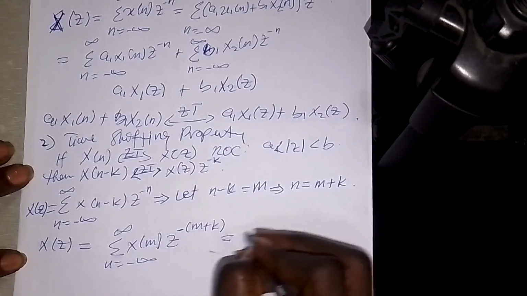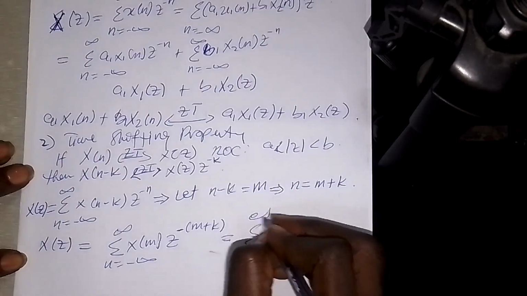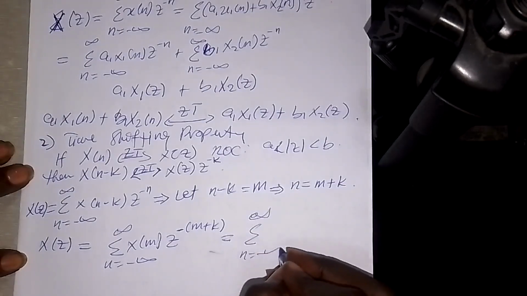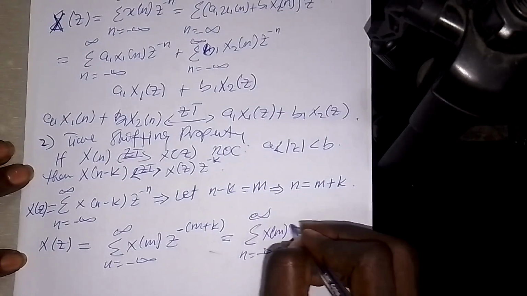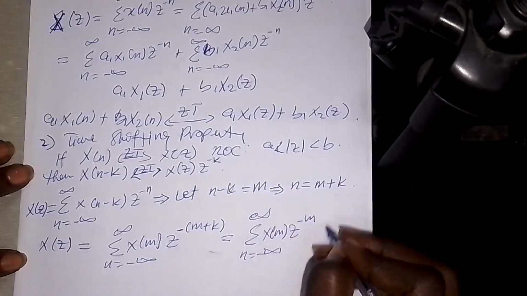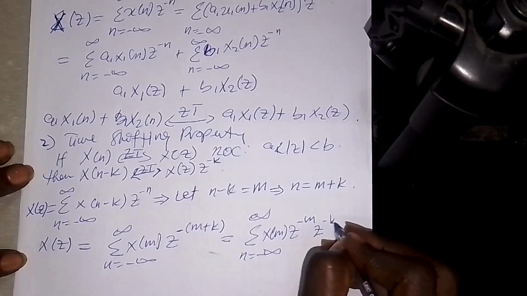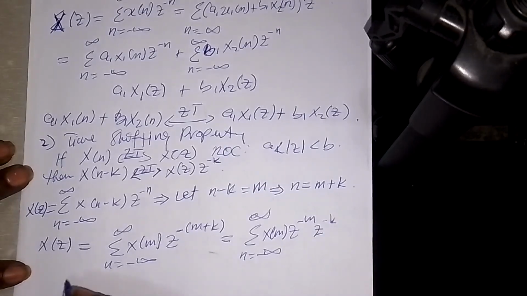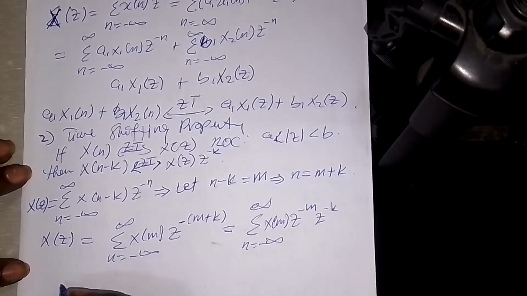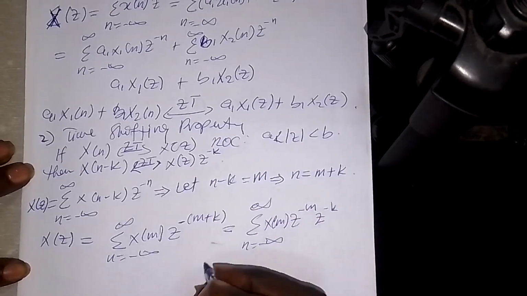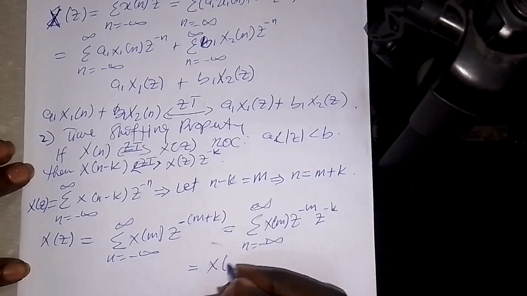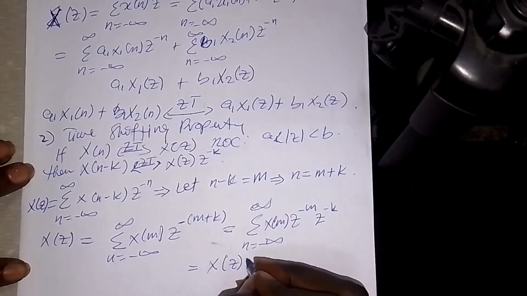Okay, which is going to give me summation up to infinity, n equals minus infinity, of x of m into z to the power minus k. Okay, so if I do that, then what I can say is that this one will give me a z transform, which is equal to X of z. And then this one will remain z to the power minus k.